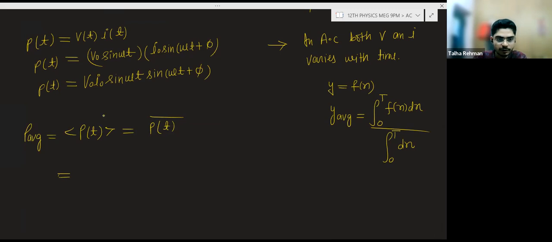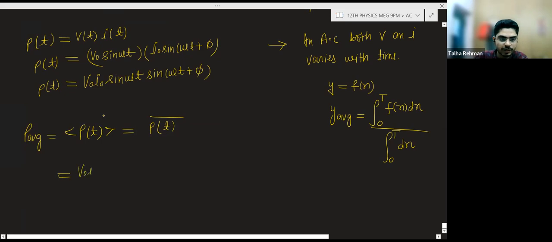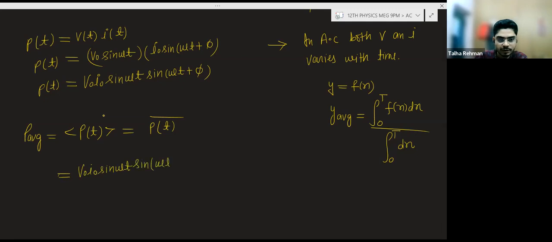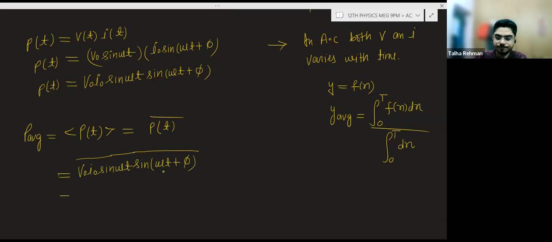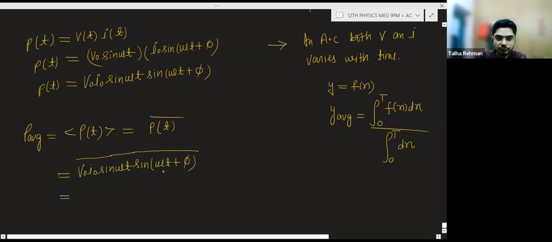Write the value of P bar. What is P? P equals V naught into I naught sine omega t and sine of omega t plus phi. And I am just writing this as bar. Bar means the average of the whole value. So we can write one formula.